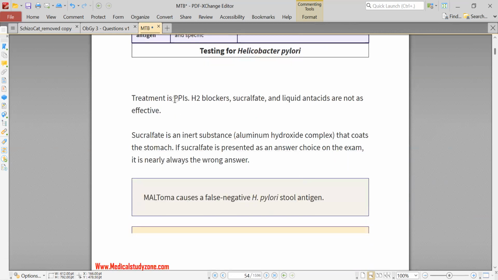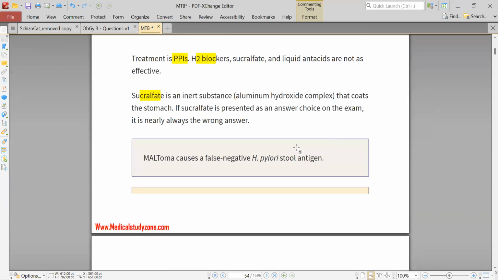Whenever there is gastritis, you give proton pump inhibitors. You give H2 blockers, cimetidine, ranitidine. Sucralfate and liquid antacids are not as effective. Sucralfate is like an inert substance, an aluminum hydroxide compound that goes directly into the stomach. If sucralfate is present as a choice on the exam, it's almost always the wrong answer. Melena causes false negative H. pylori testing.